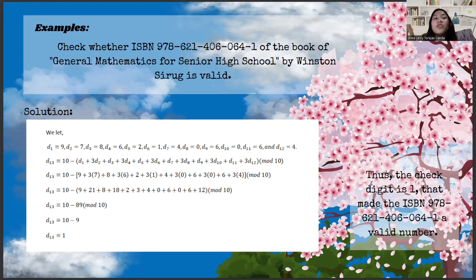parentheses. So D sub 13 is congruent to 10 minus 89, where 89 is the answer after adding all the digits in the parentheses, modulo 10. So 89 divided by 10, we have the remainder 9. So 10 minus 9 is 1. So 1 is the result, and 1 is also the last digit of the ISBN. So the number is valid.